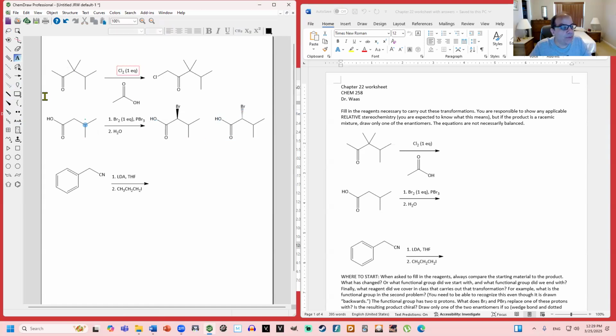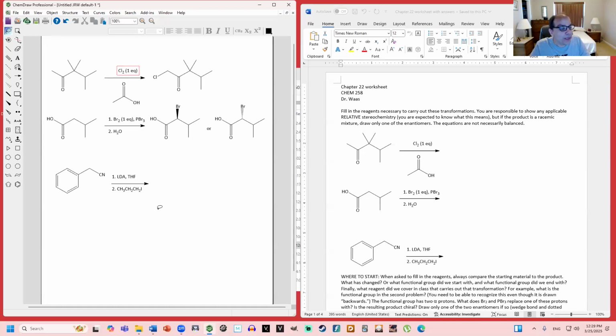Involving those two monobromides. And on the exam, if this question were on the exam, you would need to draw exactly one of those structures, not both, exactly one of them. But you do need to show stereochemistry at any and all chiral carbons. Like it says in the directions, you are responsible to show any applicable relative stereochemistry, but if the product is a racemic mixture, draw only one of the enantiomers. So I try to be very clear in my directions.